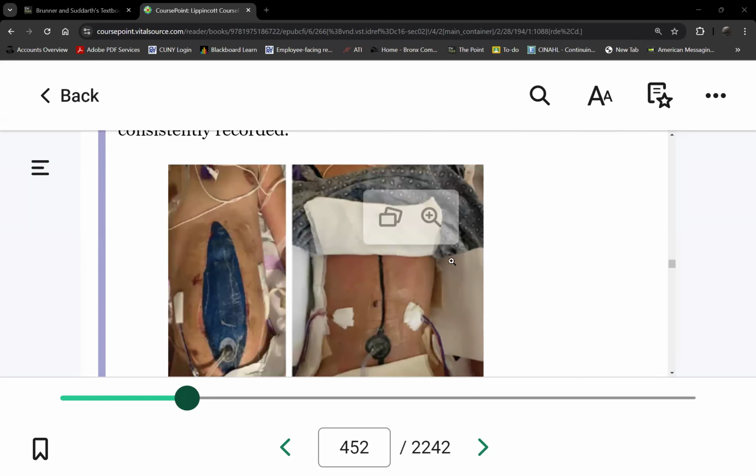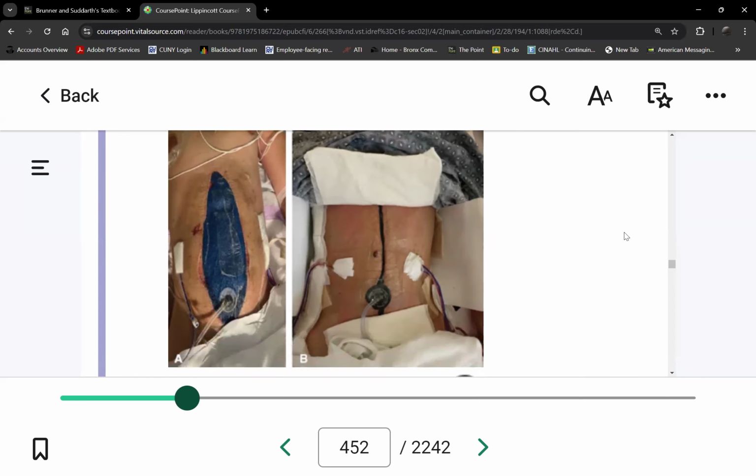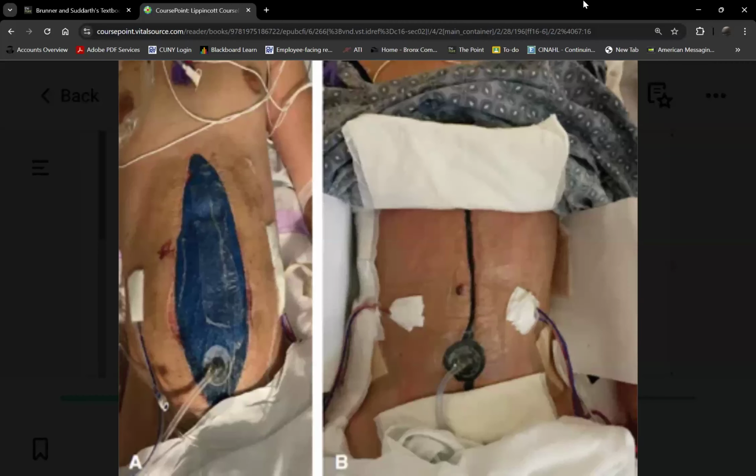So here are a few complicated wounds. So here are now wounds that heal by secondary or tertiary intention. Have you seen wound vacs? Okay, so here is a wound vac. So who invented this is KCI, the company that first invented it.